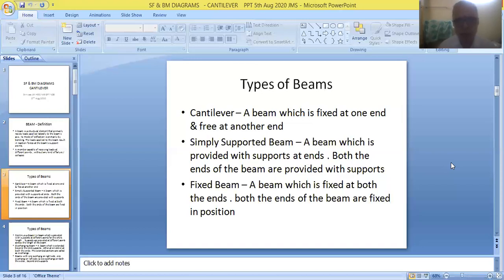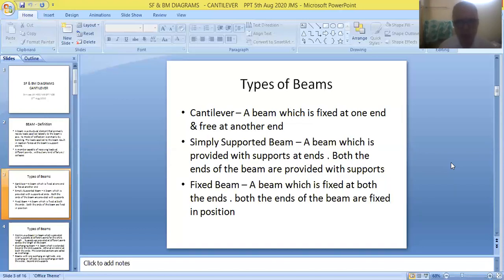Now in this case, as the name itself implies, the beam is kept in fixed position. That means the beam is fixed at both ends. Both the ends of the beam are fixed in position. That means they are kept in fixed position. So if that is the case, it is referred to as a fixed beam.